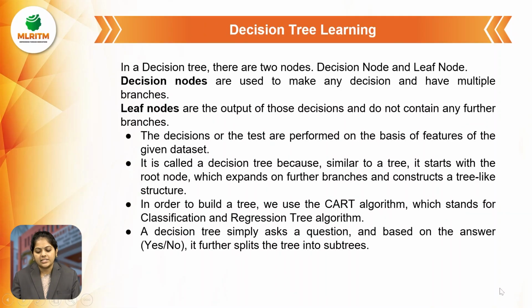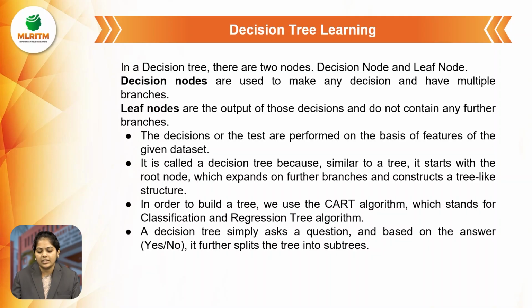In a decision tree, we have two main things. The first one is the decision node and the second one is the leaf node. The decision node is used to make decisions and may have multiple branches. The leaf node will be the output for the problem and those decisions, and it will not contain any further branches or nodes.